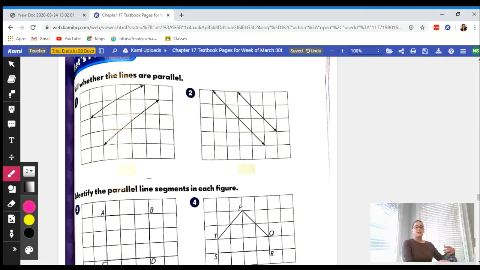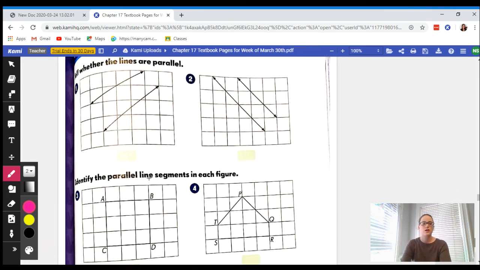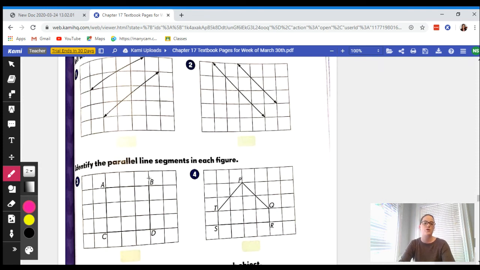Moving on to the guided practice. I'm going to give you opportunities to pause your video and write down your answers. Be really careful to look at that grid. Very good. And so once you pause it, write down your answers and then play to show what they are. So for numbers 1 and 2, tell whether the lines are parallel. For 3 and 4, identify the parallel line segments in each big figure. So I'll give you a second to pause.